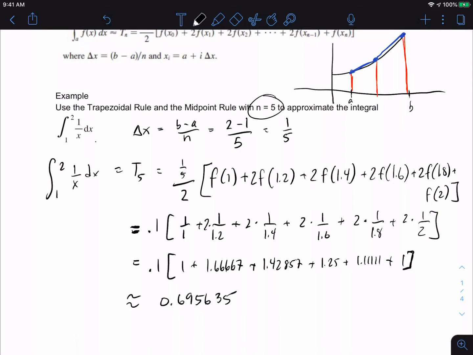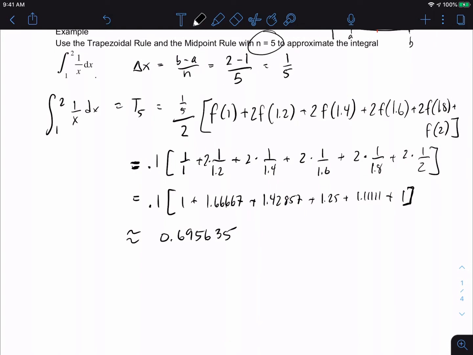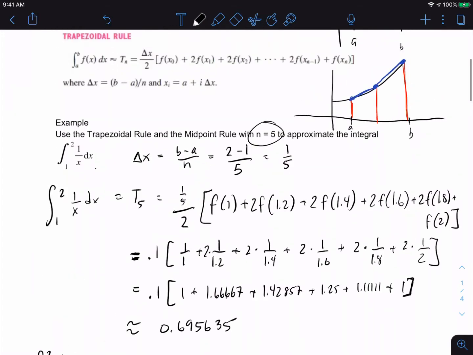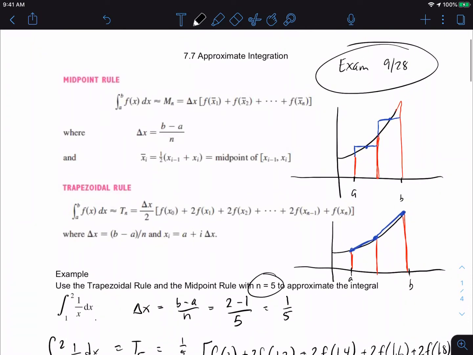Okay, the reason I'm showing trapezoid a little bit more is because it's probably the one that's going to be a little bit more confusing with the 2's. Now, when I go to do the approximation for midpoint, it's 1 over x dx. I'm going to go M of 5. And the formula tells me it's delta x times these values, and each of these are midpoints.